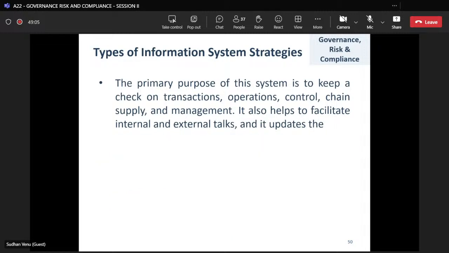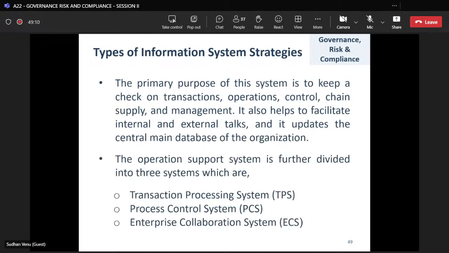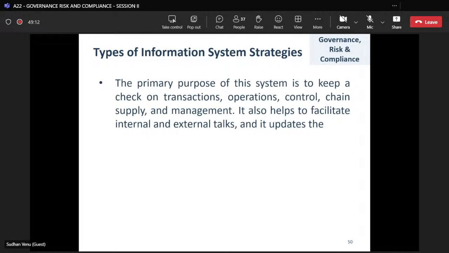And the primary purpose of the system is to keep and check transaction operation control. That is what we have: the TPS, PCS and ECS. This also facilitates internal and external talks and updates.